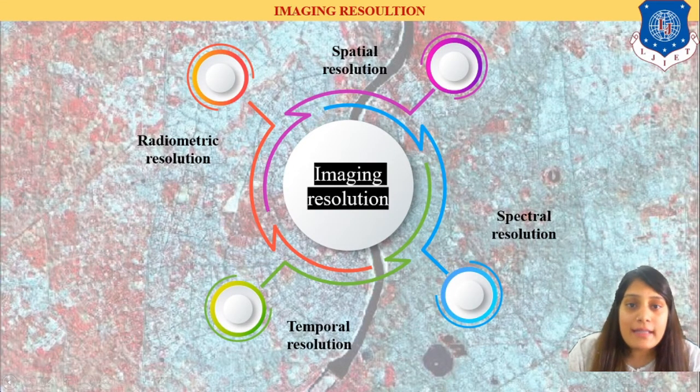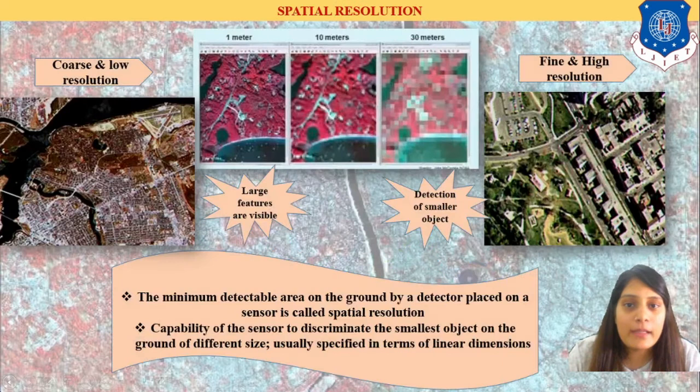We need to understand this in detail because these are the resolutions which we have to enhance by the tools and by applying them on the satellite image, and that is the process which is known as digital image processing. So we are going to discuss these imaging resolutions in detail. First of all, let us discuss the spatial resolution. Spatial resolution might be clear by looking at the image which I have shown here.